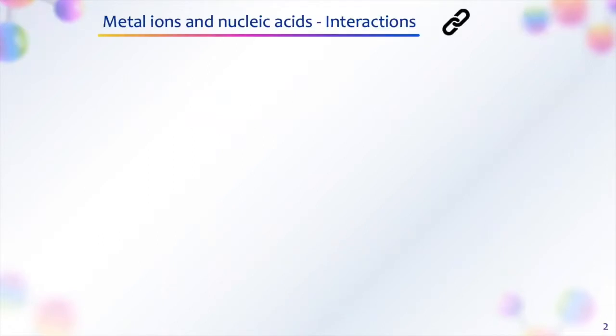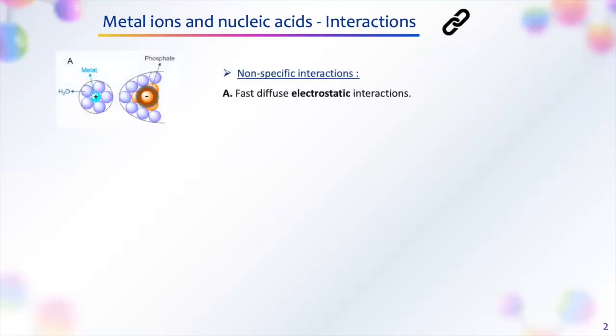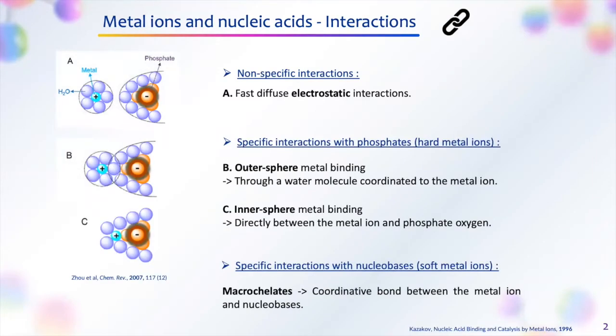It is known for many years that metal ions can interact with nucleic acids in various ways. Their primary mode involves non-specific fast electrostatic interactions with the negatively charged DNA backbone. Then more specific interactions can occur with phosphates and nucleobases, such as outer sphere metal binding through a water molecule, inner sphere metal binding directly between the metal ion and the phosphate oxygen, or macrochelates when the bond is between the metal ion and the nucleobase.